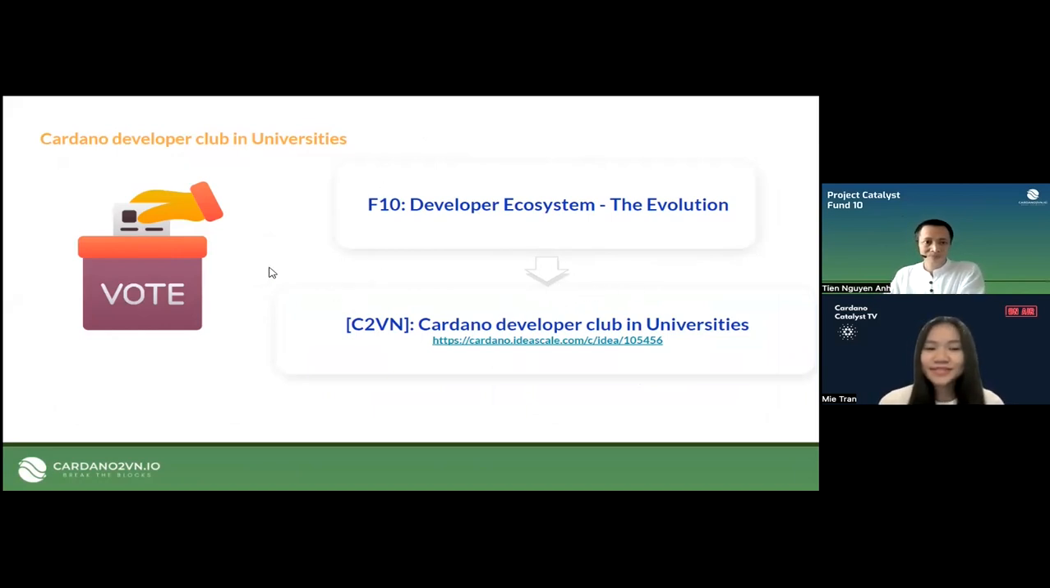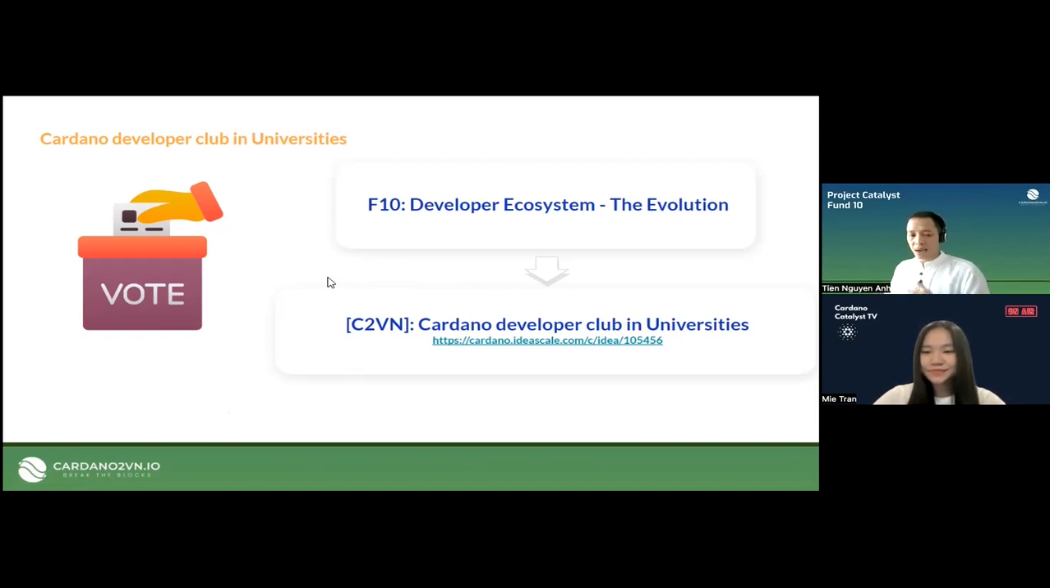This is a very interesting and very helpful proposal, especially for university students. Everybody, please have a look at the name and try to remember it next time you vote for any proposal, okay? So, next question for you. With this whole proposal, can you share who the team behind it is that can make this come true?